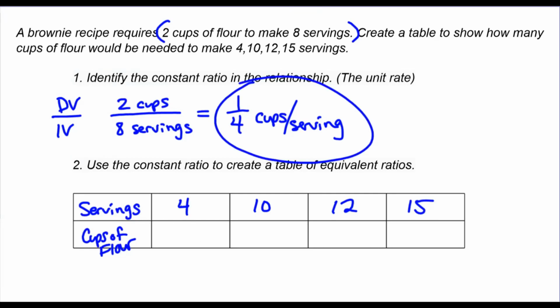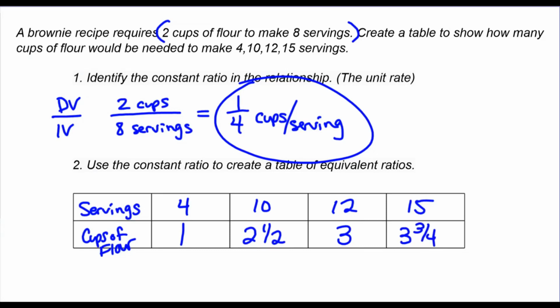So if I have 4 servings and every serving is 1/4 of a cup, I'm going to take 4 times 1/4, and 4 times 1/4 is 1. So that would take 1 cup of flour to make 4 servings. 10 times 1/4 is 2.5. So it would take 2.5 cups of flour. 12 times 1/4 is 3. So it would take 3 cups of flour, and 15 times 1/4 is 3 3/4 cups.